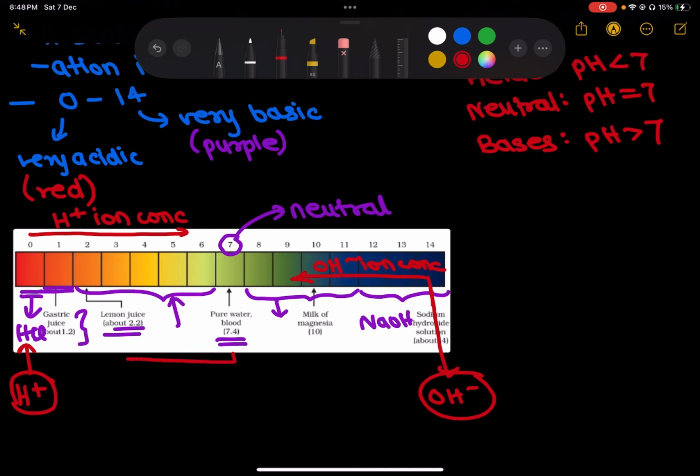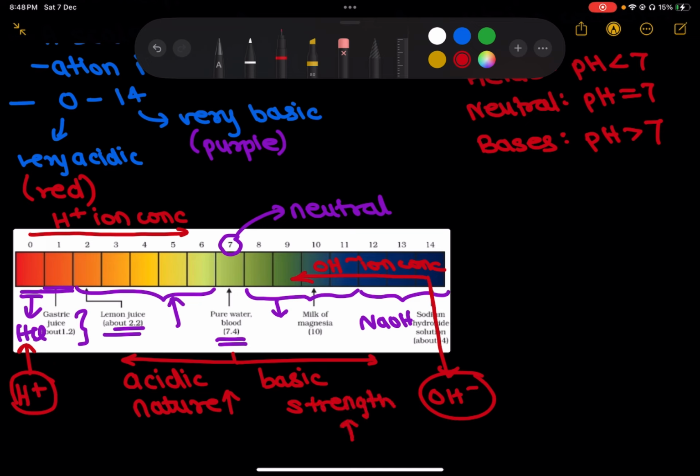Okay. So basically from 7, towards this side, acidic nature increases. And towards this side, basic nature increases, basic strength increases. Correct? So this is the interpretation of this graph or diagram.